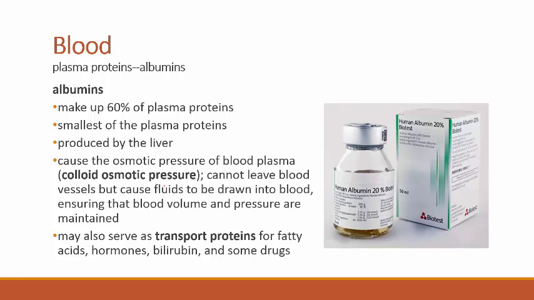Albumins are more than half of the proteins, about 60% of the plasma proteins are albumin type, and they are the smallest of the plasma proteins. They're the shortest amino acid chains. And they're built in the liver and then sent from the liver fluids into blood. And they provide what is referred to as the colloid osmotic pressure of blood. So they provide the osmotic pressure that calls fluid into the blood. That's their biggest function. They can't leave the blood vessels.